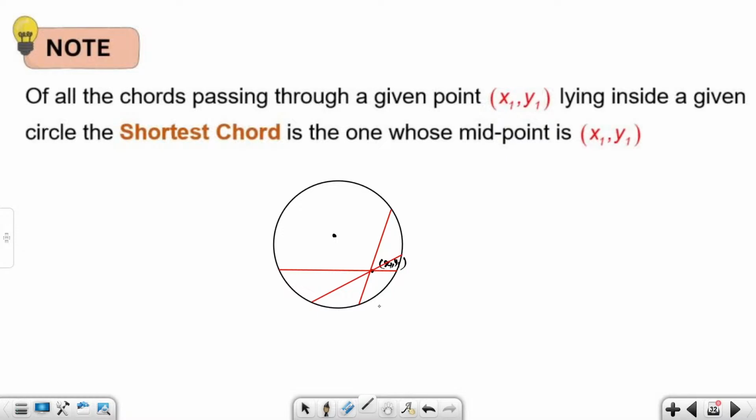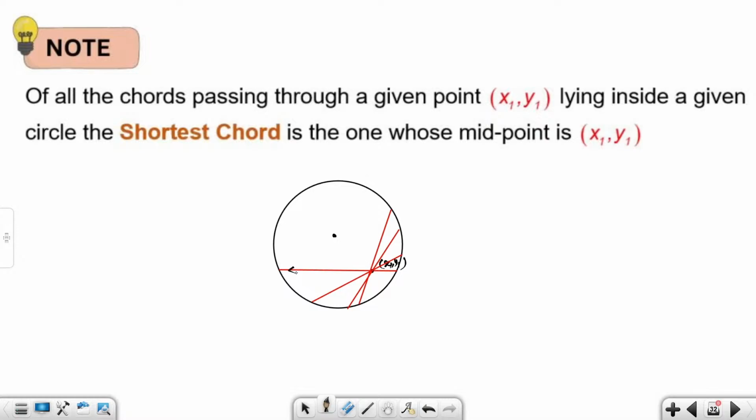Right? Now my question is pretty simple. These are all the chords. Which chord will have the shortest length? That is, which chord will be the shortest of all those chords which are passing through the point (x1, y1)? That's the question.